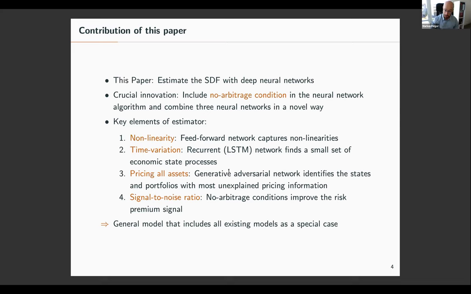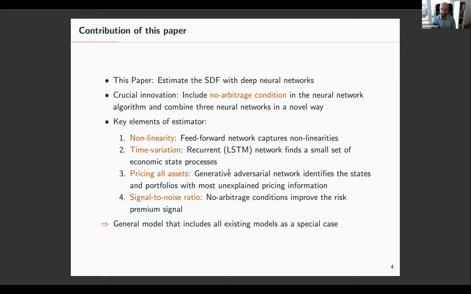All right, so this paper is about estimating the SDF with deep neural networks. And the key innovation is to use a no arbitrage objective function to do this estimation. Actually, we are not going to have one neural network, but our model has three different neural networks, and each is going to tackle one of the challenges that I've outlined before.